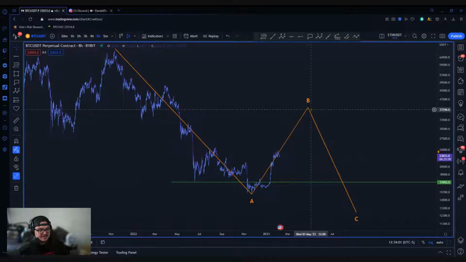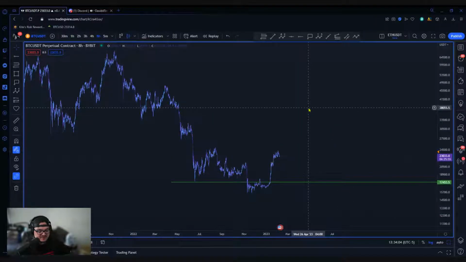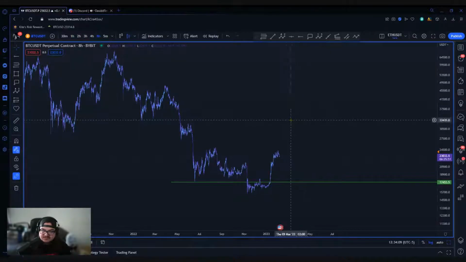And from there, we can go ahead and take a look at the smaller perspective, and I say that in air quotes, the smaller time frame.